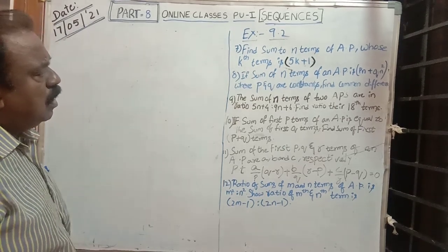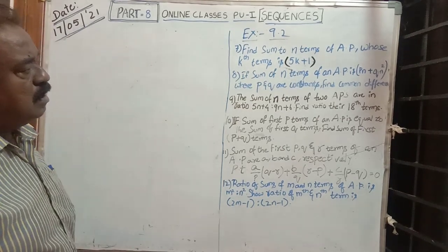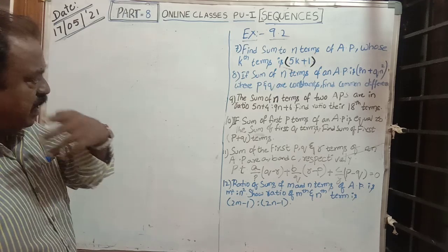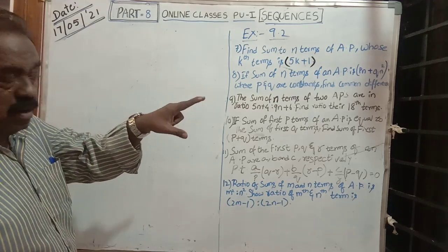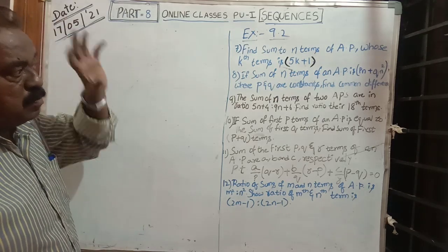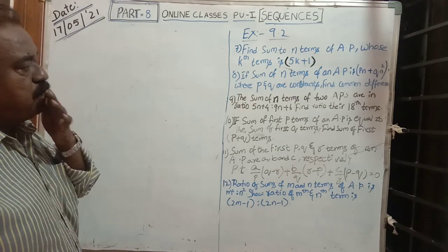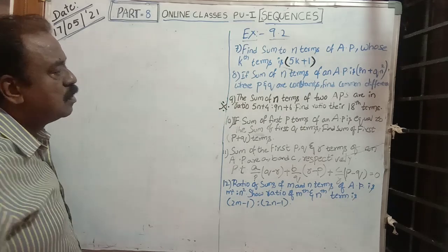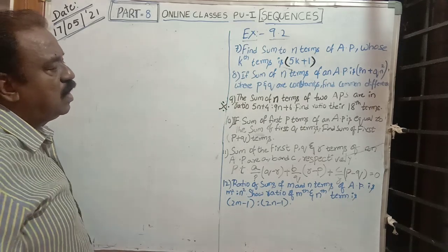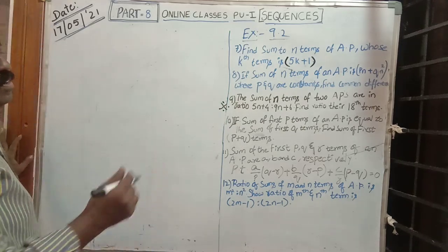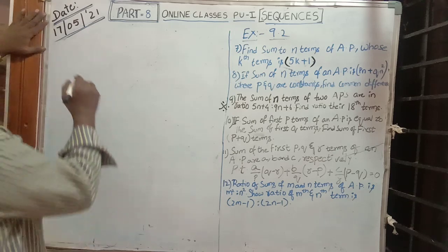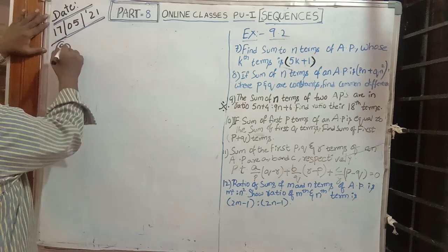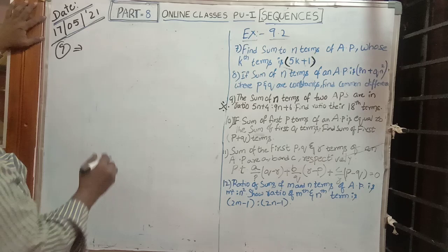Okay. Next, the ninth one. The sum of n terms of two different APs, arithmetic progressions, are in the ratio 5n plus 4 is to 9n plus 6. Then find the ratio of their 18th term. This is a very good problem, observe it.